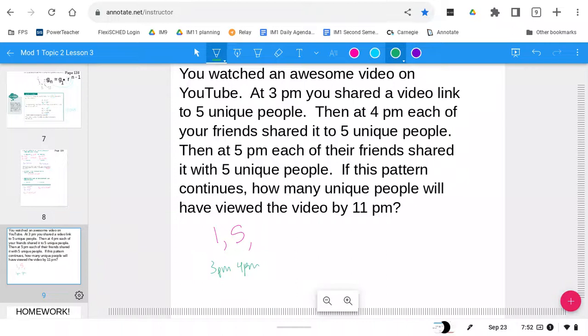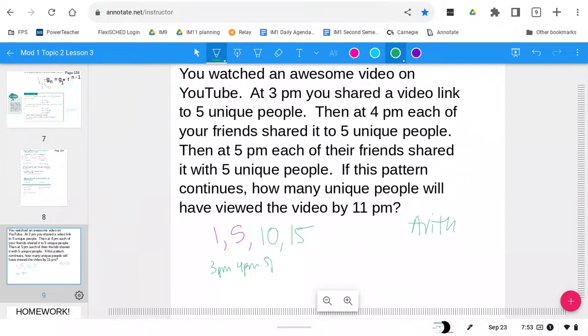Okay, so then at 4 p.m., each of your friends shared it to 5 unique people. So only 5 people now found out. It wasn't 5 people each. So then my next one, I have 10 people. Then they shared it to 5 more people, which is 15. If it said each of those people shared it to 5 new people, that's a little bit different. So it just says 5 new people found out. Okay, so it's going to be an arithmetic equation that I'm going to go off of.